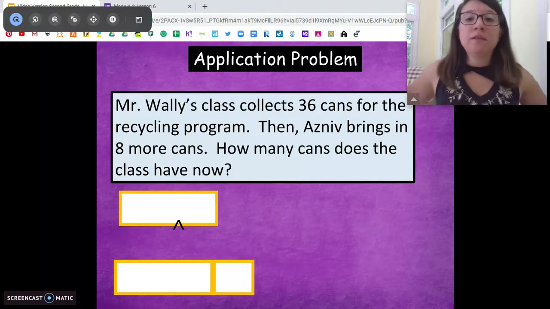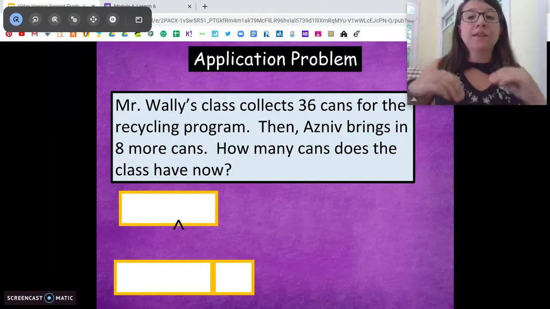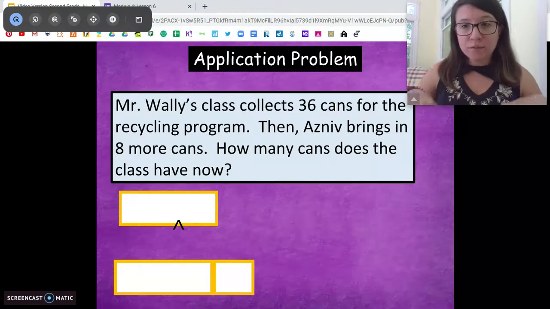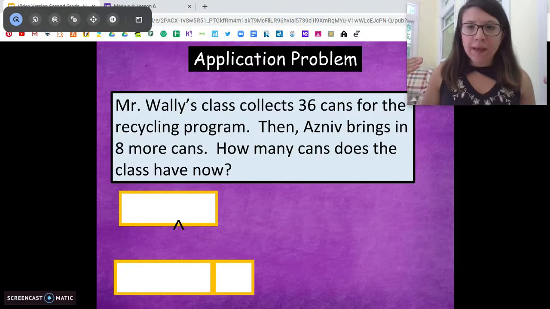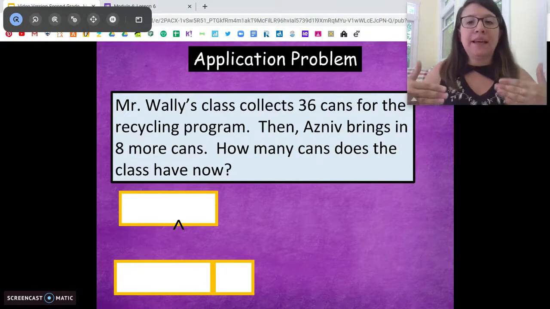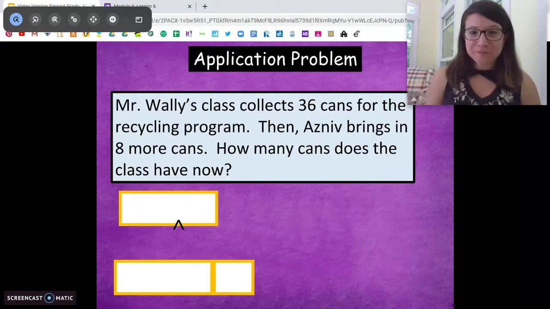Don't solve yet. Just like we did with our lesson yesterday on word problems, I want you to pause, talk to someone at home about what this problem is asking and how we can solve. Don't solve yet. Think about what the problem is asking and how you can solve. Talk to someone, pause, come back when you're ready.